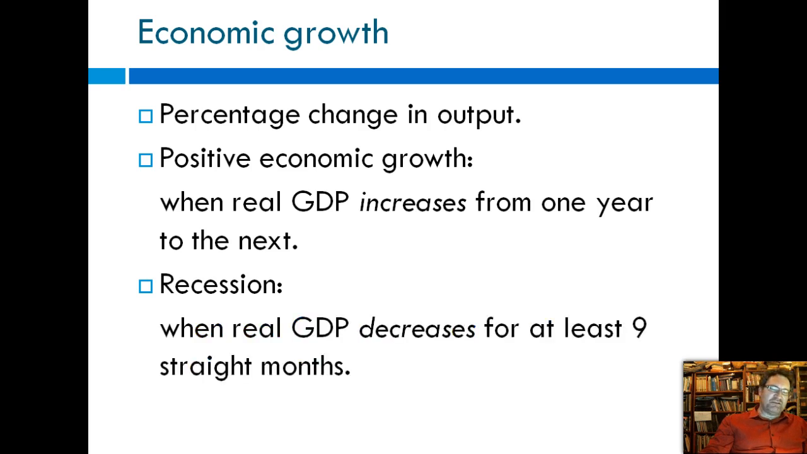A recession has a particular technical definition: a situation where real GDP decreases for at least 9 months straight, so 3/4 of the year, or 3/4 of any period. If there's falling output, then we say the economy is in a recession.